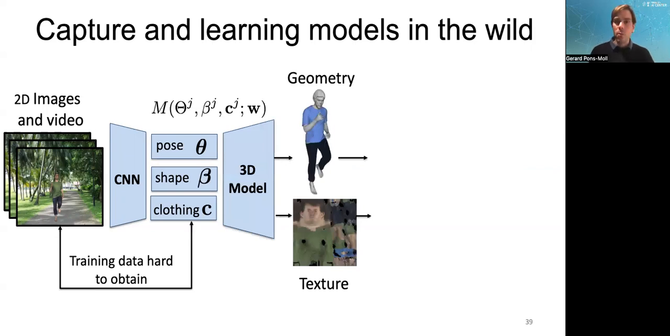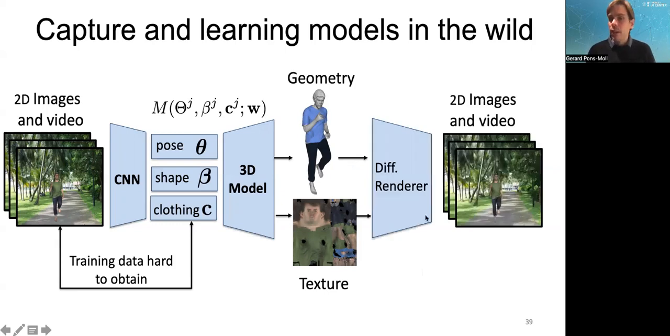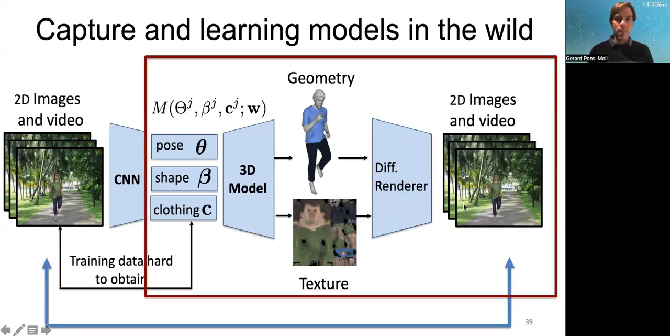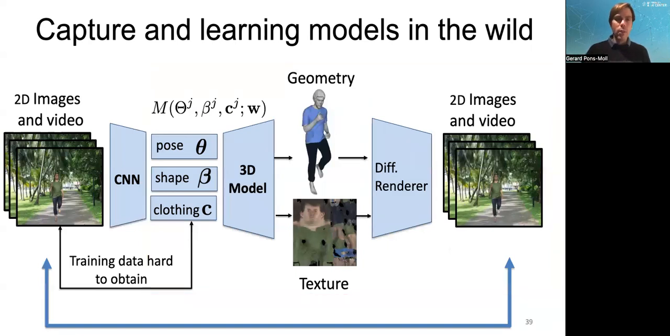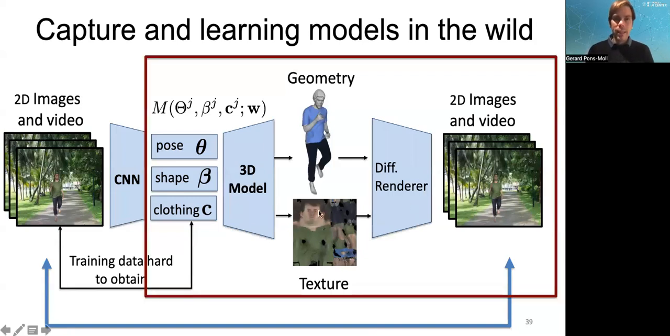So then you can have your model of the 3D world, or in this case of the 3D humans. So you could predict the geometry and the texture, and basically combine things and have a differentiable renderer in order to explain the image back. Right, so that's the idea. And you have these different components here, and essentially this block here.